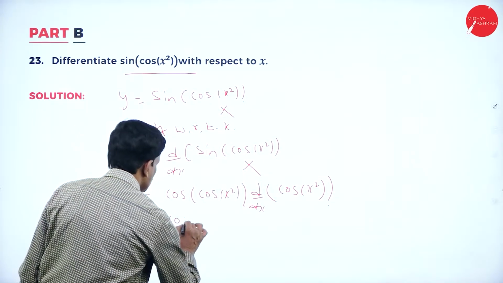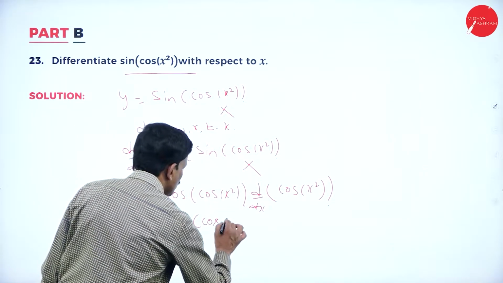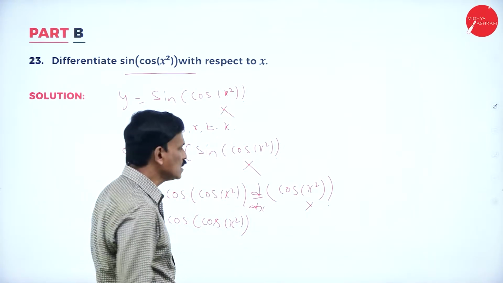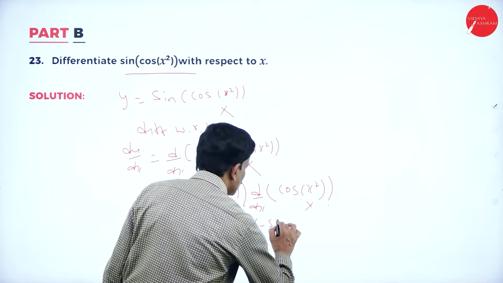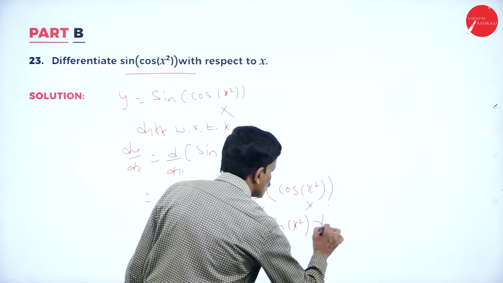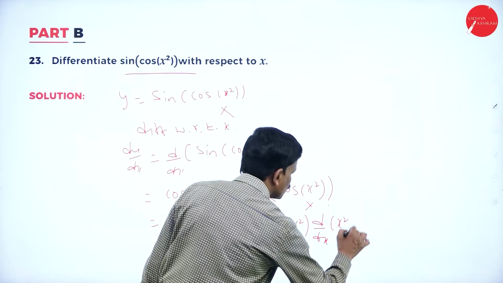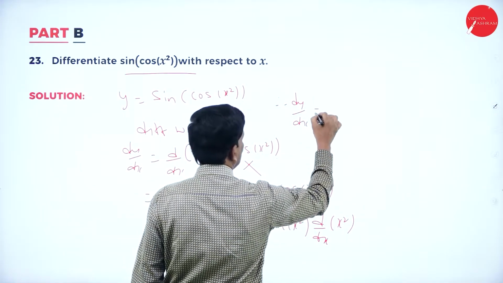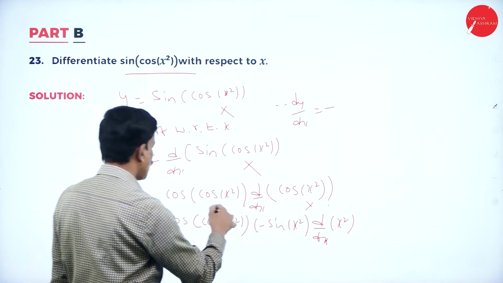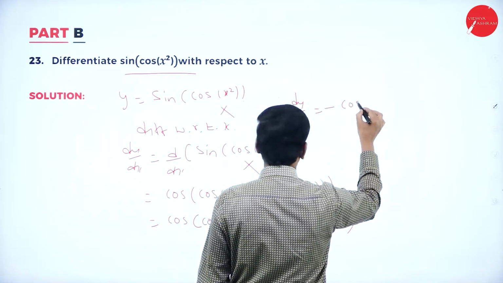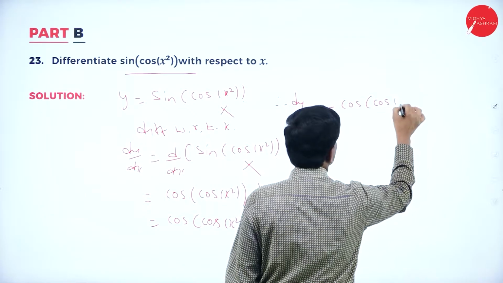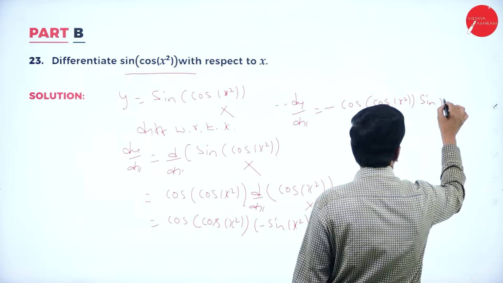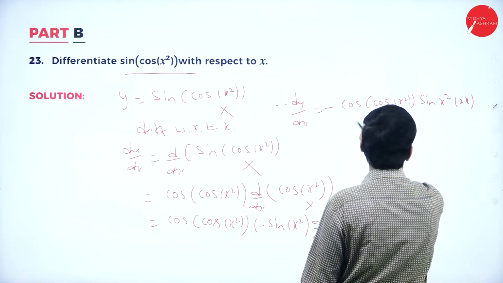Again, cos of cos x square into, consider x square as u again. Differentiation of cos u is minus sine u, so minus sine x square into d by dx of x square. That's it. So therefore the required answer dy by dx is equal to, taking the negative sign out, cos of cos x square into sine x square into the derivative of x square, which is 2x.